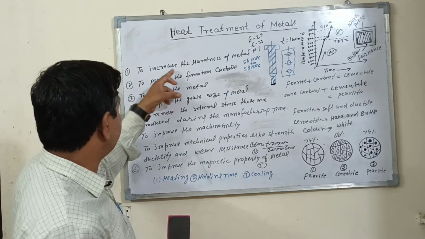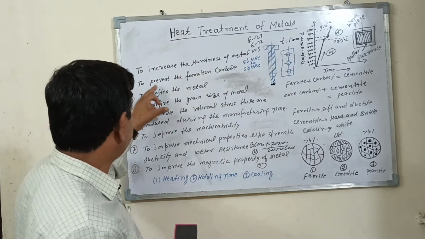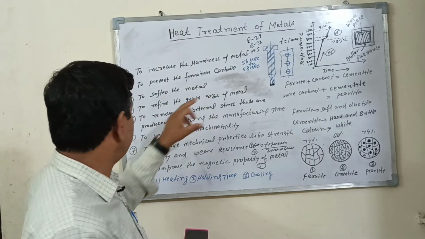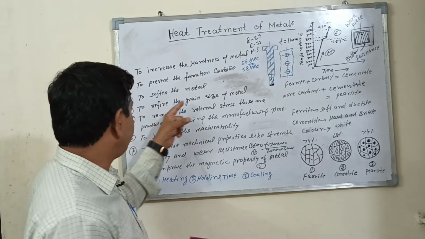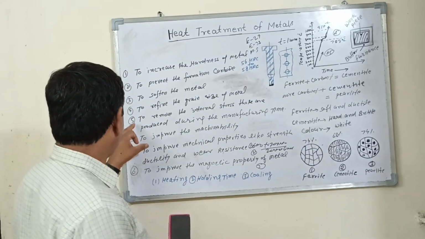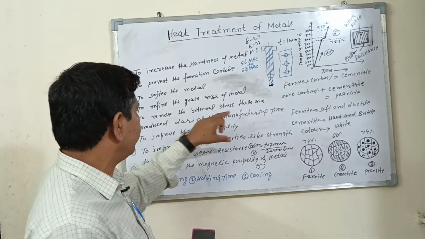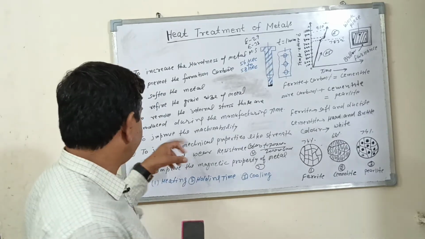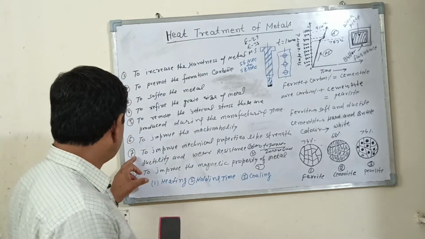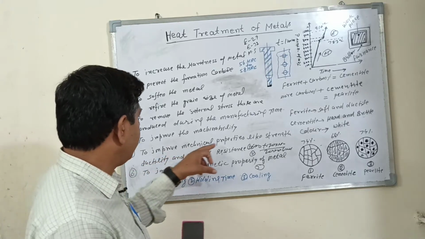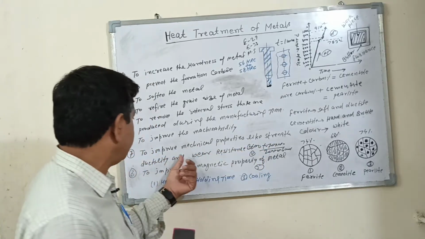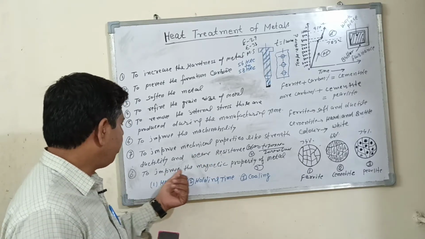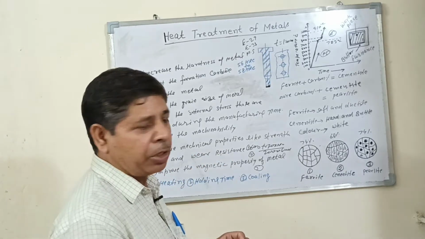Number 1 is to increase the hardness of the metal. Number 2 is to prevent the formation of carbide. Number 3 is to soften the metal. Number 4 is to refine the grain size of the metal. Number 5 is to remove the internal stresses that are produced during the manufacturing time. Number 6 is to improve the machinability. Number 7 is to improve mechanical properties like strength, ductility, toughness and wear resistance. Number 8 is to improve the magnetic and electric properties of the metal.